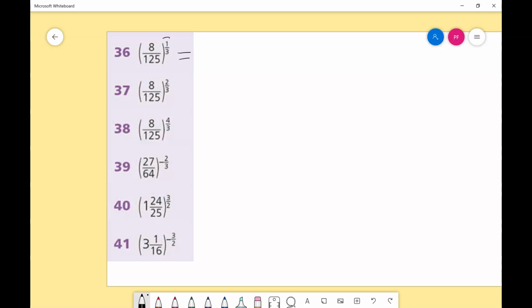So it's brackets, so it applies to everything inside our brackets. So it's 8 to the power of a third over 125 to the power of a third. A power of a third means the cube root of 8 and the cube root of 125. So, top line, what multiplied by itself 3 times gives me 8? That's 2. What multiplied by itself 3 times gives me 125? That's 5.